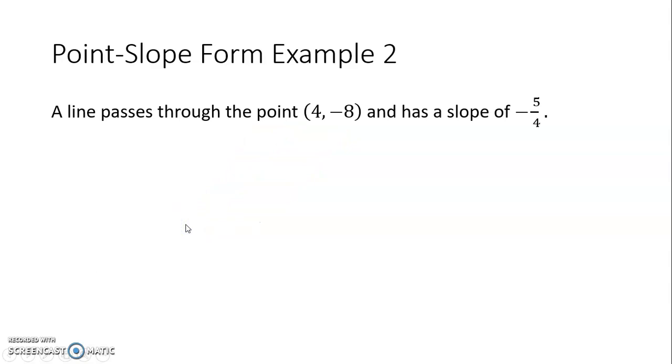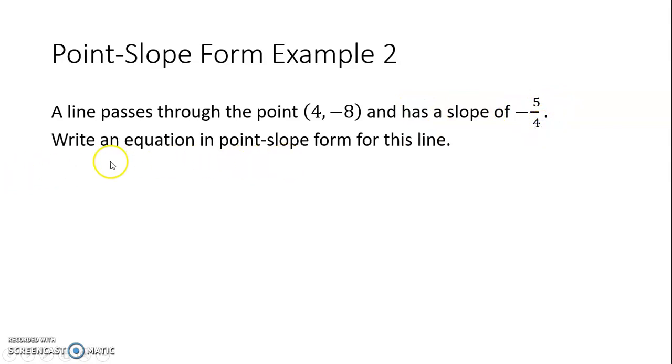All right, so this is how you're going to see the questions asked in ALEKS. I just retyped it. So this is a line passes through the point 4, negative 8, and has the slope of negative 4/5. It wants us to write the equation in point slope form. So the nice thing here is we don't have to do any of that rearranging. We just leave it in point slope form and we're done.